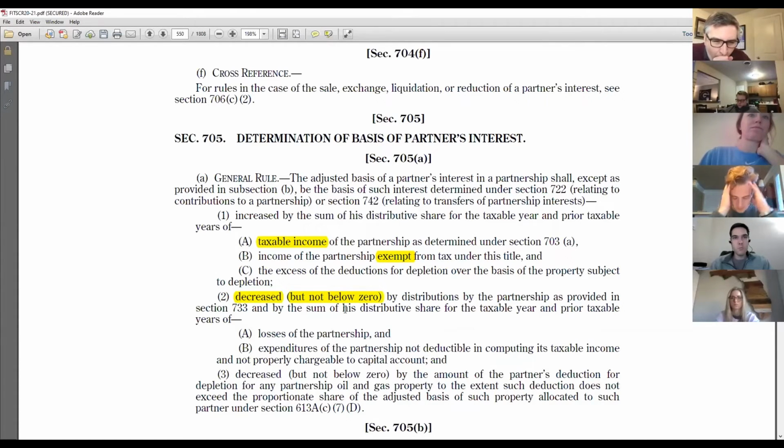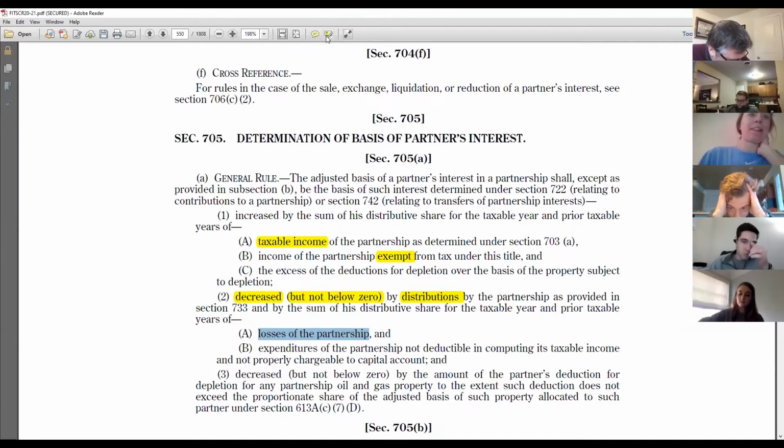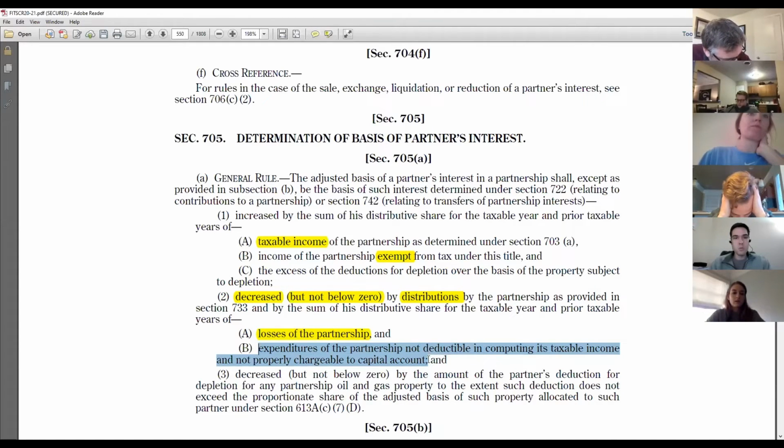So your outside basis can't go below zero, but it's decreased by distributions by the partnership, and then reduced by losses of the partnership, deductions and losses, and these non-deductible expenses. We'll spend some more time on that later on. So those are our basic rules for outside basis.